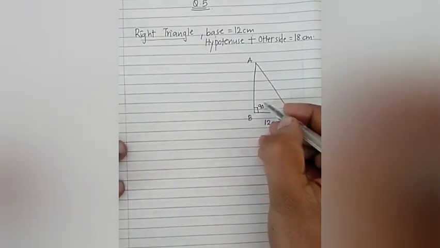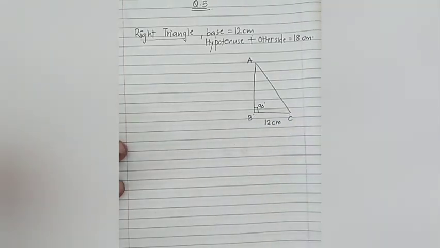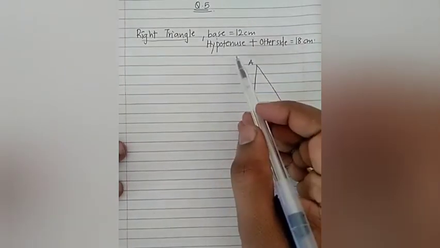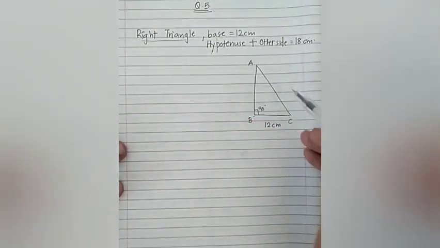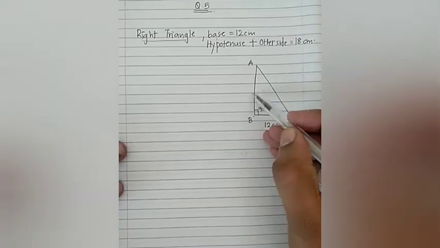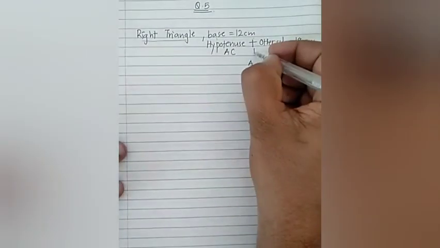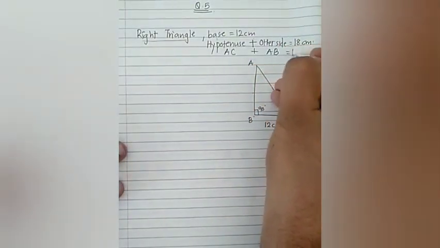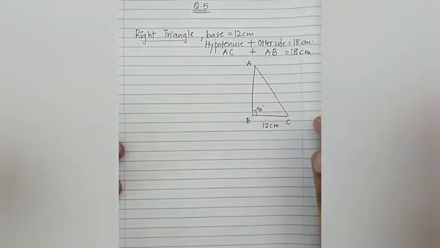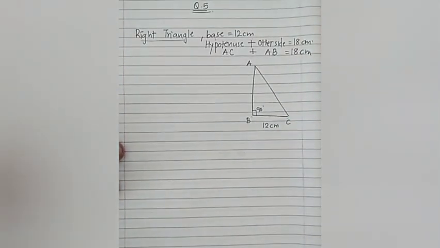So the base angle is given, the measurement of the base is given. Now, very similar to the first question, here you have been provided with the sum of the other 2 sides, isn't it? Hypotenuse plus the other side. So the sum of the other 2 sides, that is AC plus AB, is equal to 18 centimeters. So this sum has to be done exactly the same way as question number 1 was done. Take this sum as a sort of practice and get this done in your notebook in a correct manner.